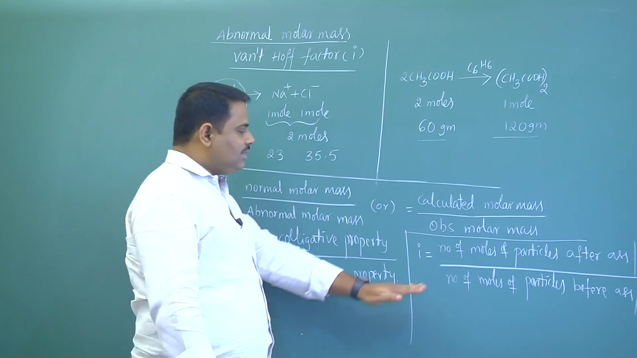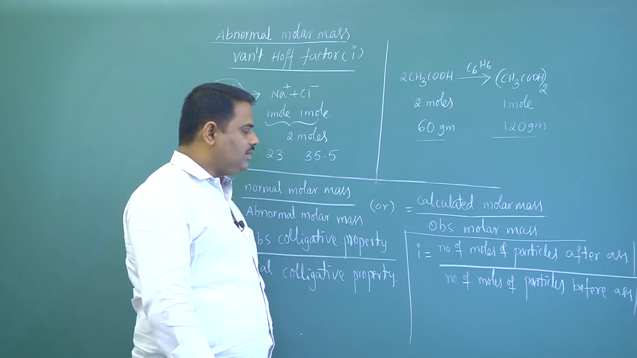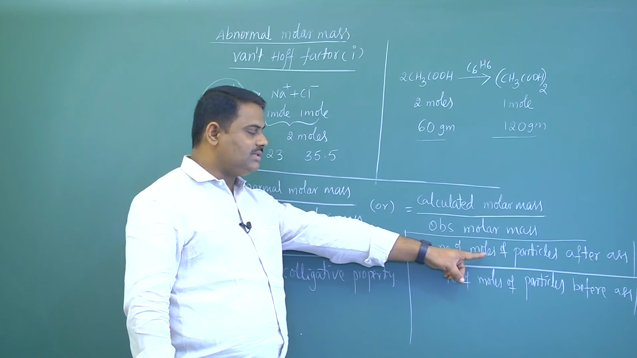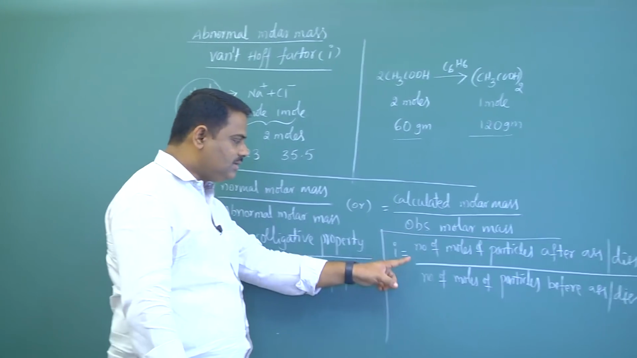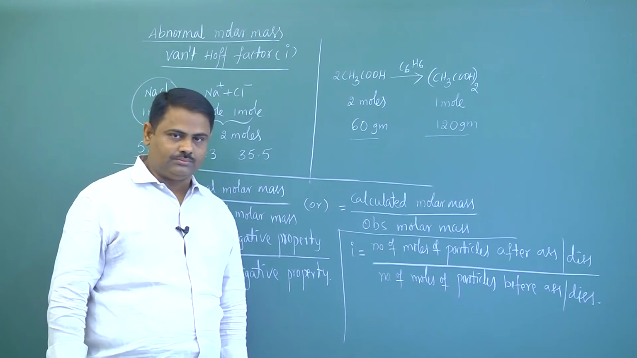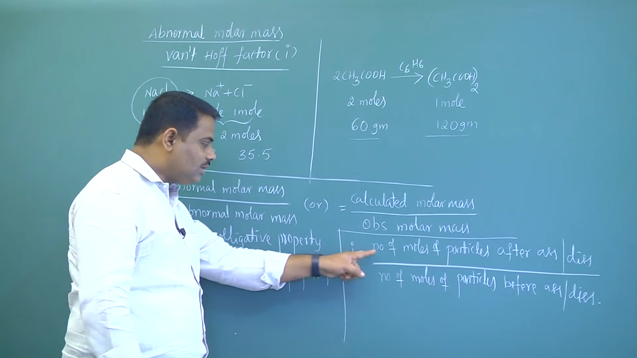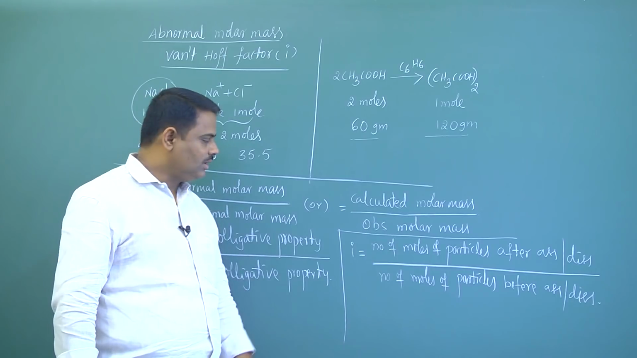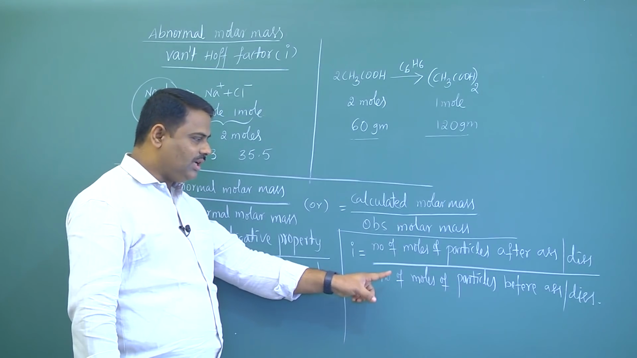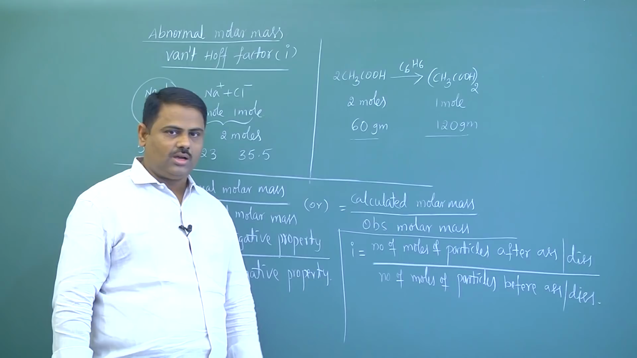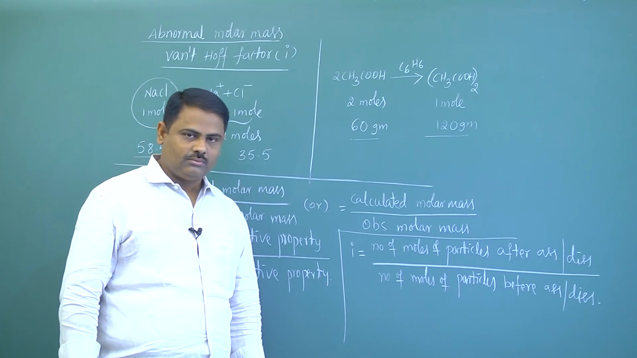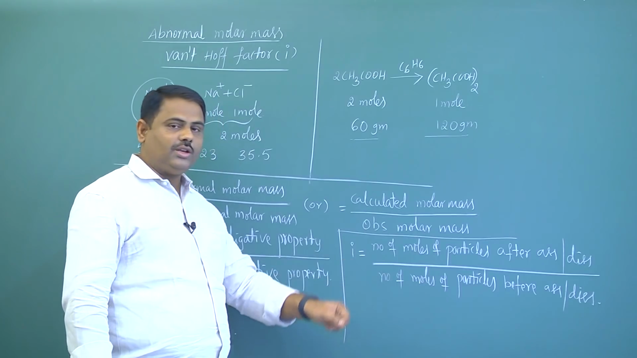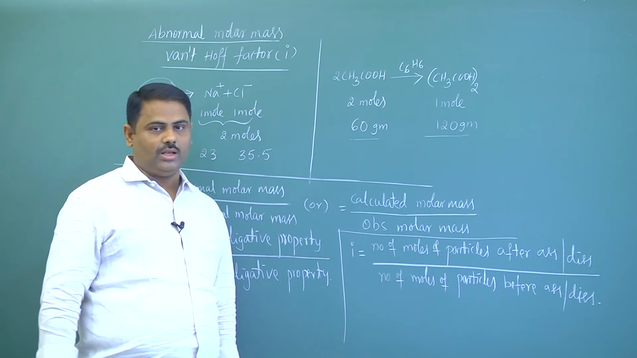Now here consider this formula once again. Number of moles of particles after association or dissociation means this is experimental value. This is observed value. Number of moles of particles before association or dissociation is nothing but this is calculated value or theoretical value.